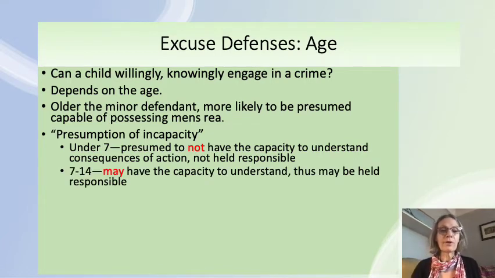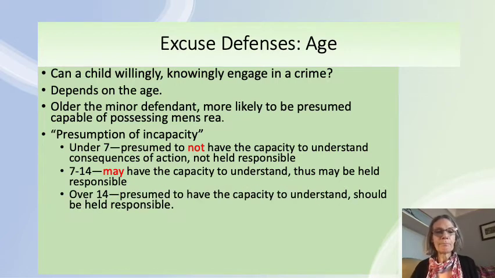Between the ages of 7 and 14, the court assumes that they may have the capacity to understand, not that they do have the capacity to understand and willingly and knowingly engage in a crime, but they may have that capacity, and thus they may be held criminally responsible. In that case, the defense attorney would have to make an argument about why this 12-year-old does not have the capacity to understand based on the evidence of the crime. And the defense attorney would say, no, based on the evidence, there's evidence that they really didn't understand the consequences of their actions.